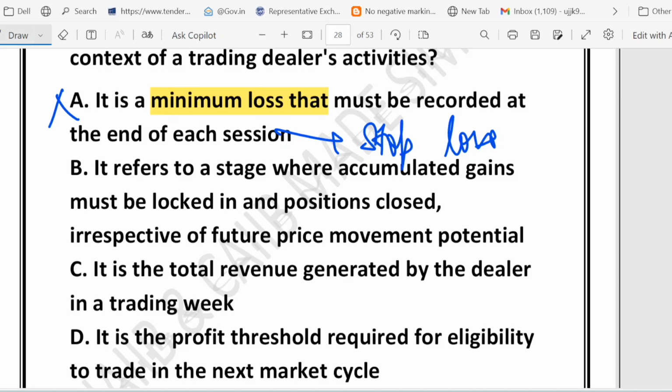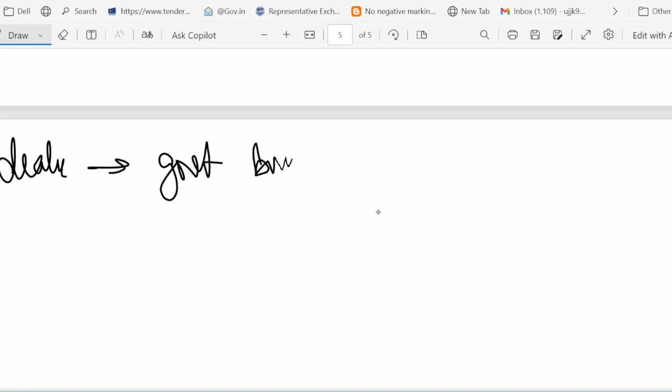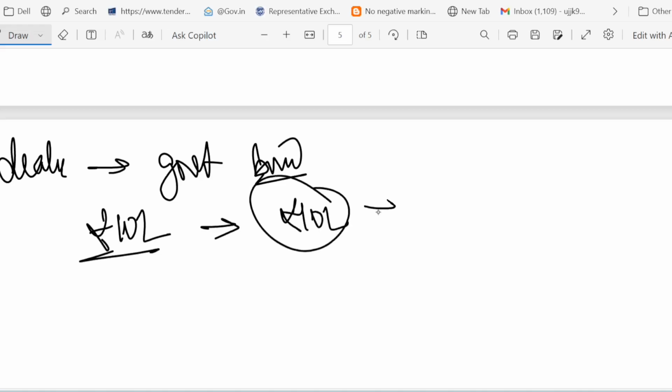Let's make it super easy using one example. I'm giving you one example to make it more clear. Let's say that you are a dealer and you are trading in government bonds. Okay. Now you made a good profit. Let's say rupees 10 lakh profit you make. And your organization has a rule that says if the profit reaches 10 lakh, book it. If a profit reaches 10 lakh, book it. Don't wait for more. So the 10 lakh profit is your what?